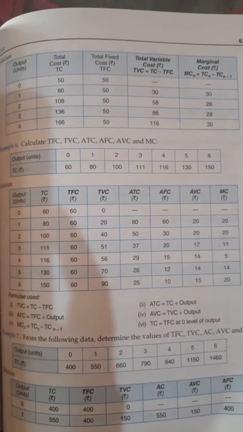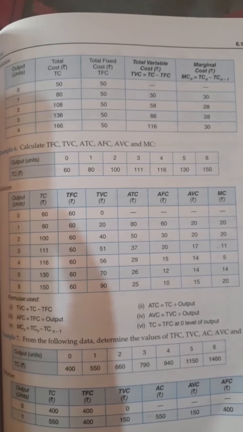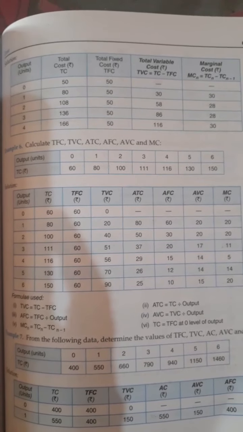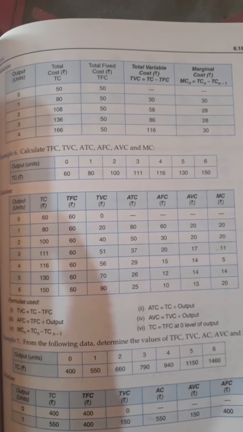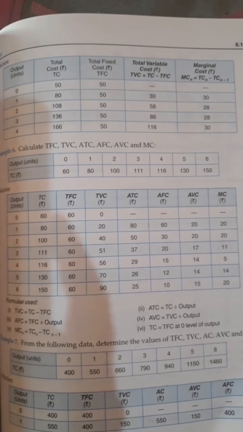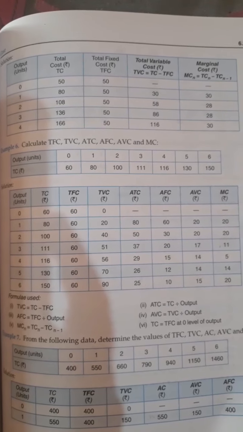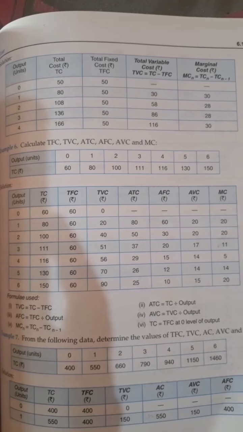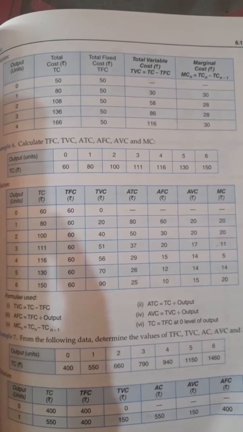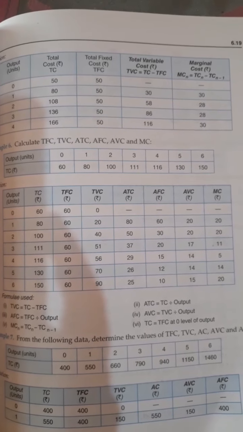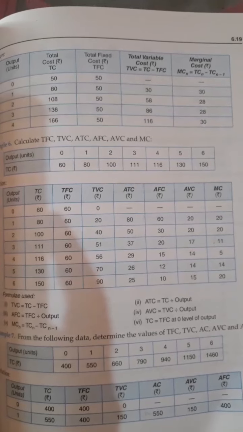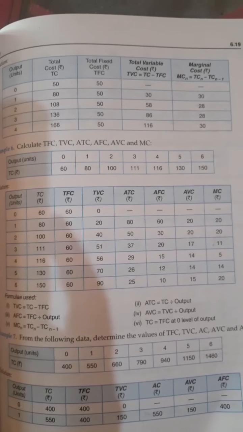Similarly, AVC. Now marginal cost. Marginal cost can be obtained from total cost. The first will be a dash, the second will be 80 minus 60. For marginal cost you have to see total cost. So 80 minus 60, then 100 minus 80, then 111 minus 100, 116 minus 111, 130 minus 116, 150 minus 130. That is how you can get marginal cost.